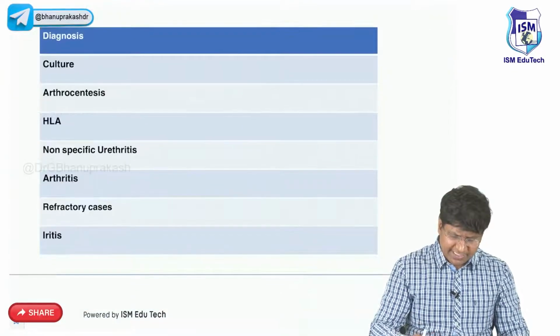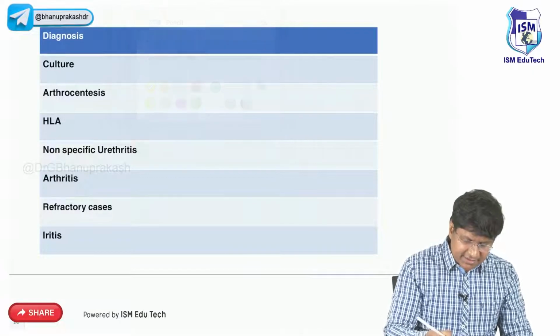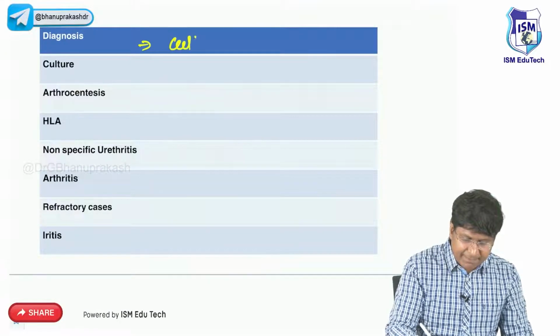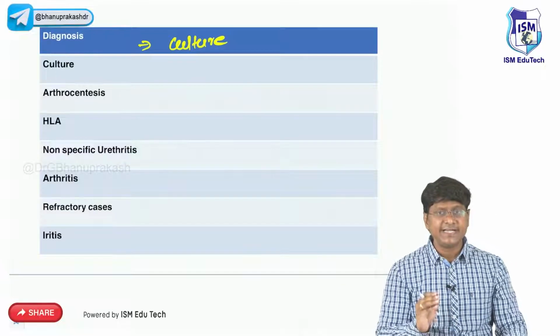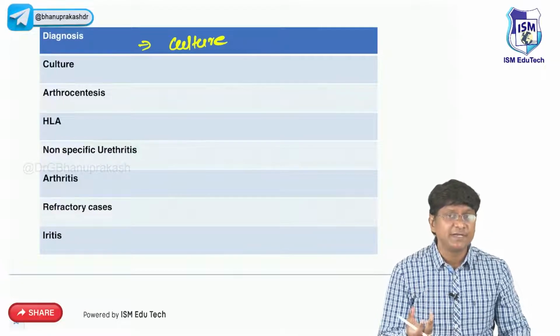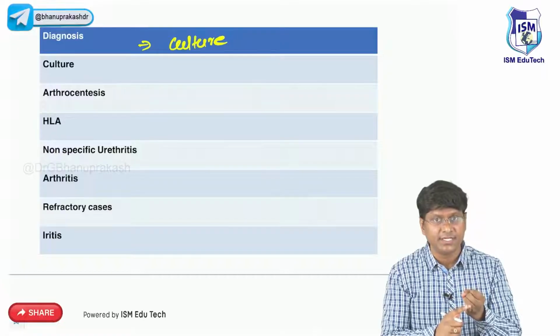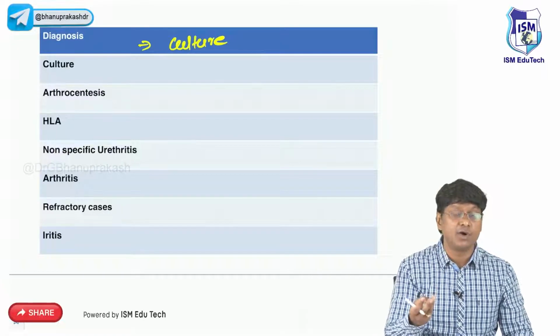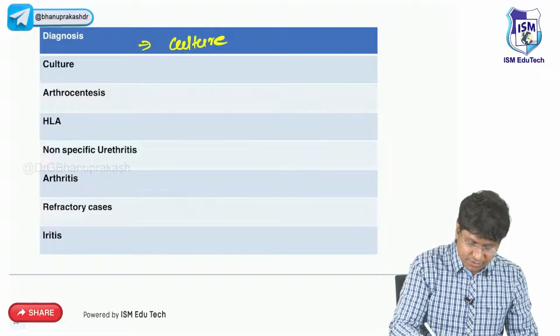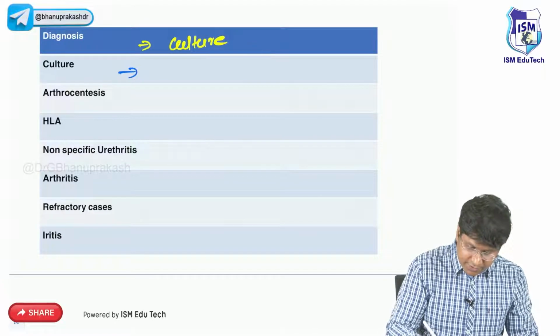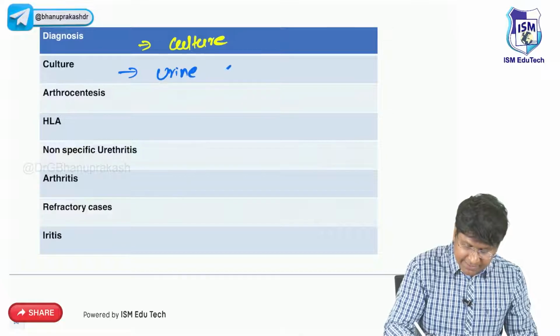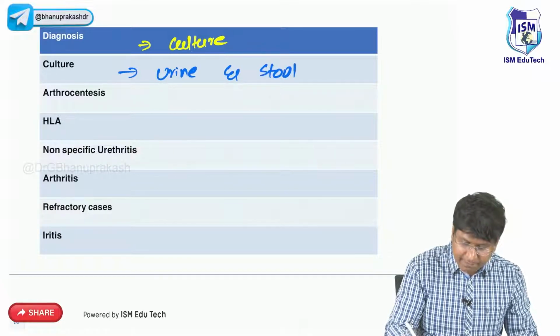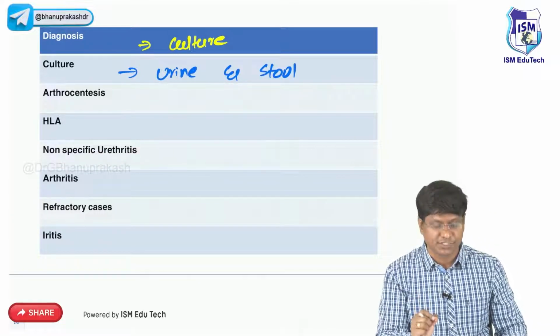Then how do you diagnose this Reiter's or reactive arthritis? The diagnosis is mainly by culture, right? Diagnosis is mainly by culture. So this particular culture, you have to take it from the urethra or cervix or even from the throat, okay? And even the cultures of the urine and stool samples are also helpful for picking out the organism which is responsible.